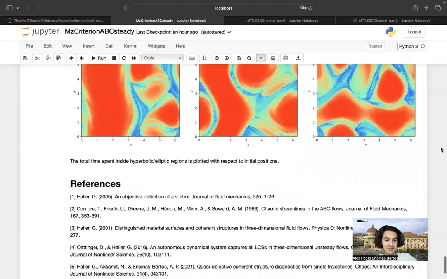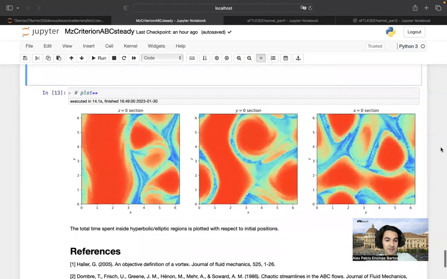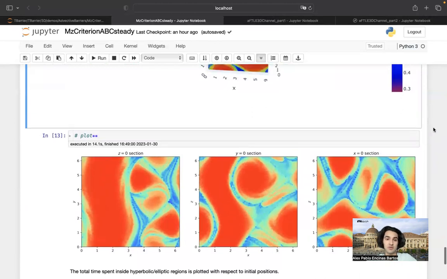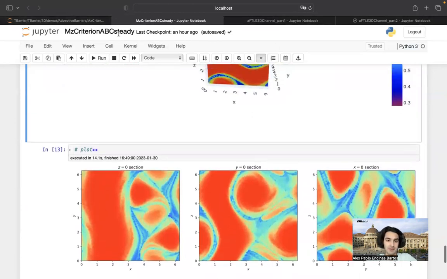With that, I invite you to check out the papers and the references, and I look forward to the next video. In the next video, we will be dealing with Poincare maps and see how we can use Poincare maps to visualize transport barriers in 3D.